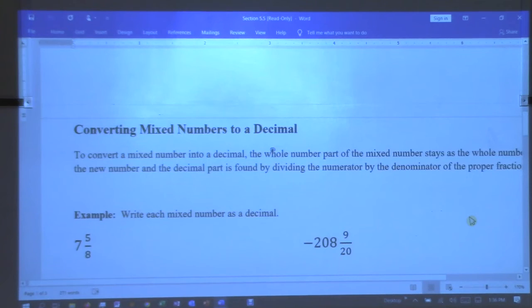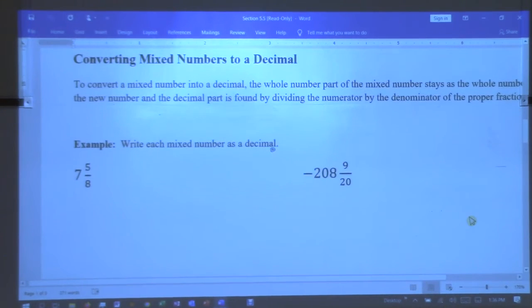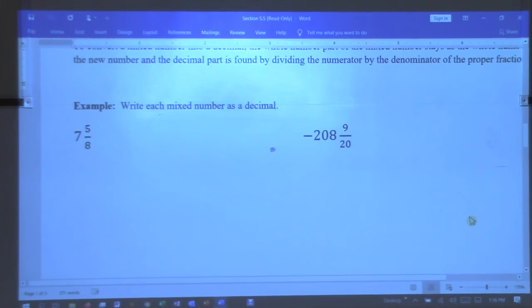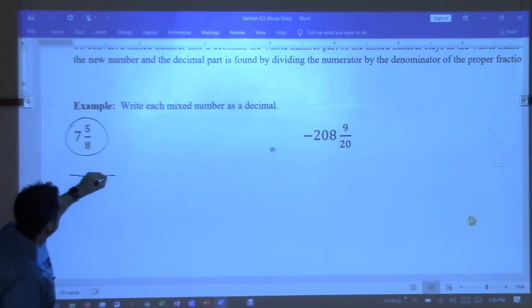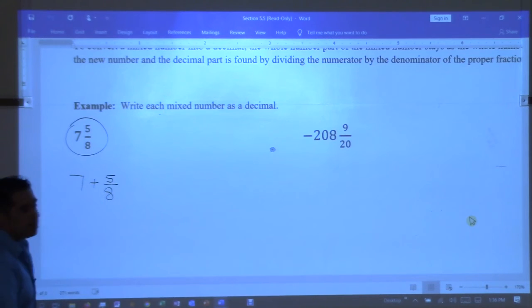Okay, what about going from mixed numbers to decimals? There's a couple of ways to do this, but I'll show you the fastest way, all right? You ready for the fast way? What you do is you have to realize that this really means 7 plus 5/8. That's what that really means.